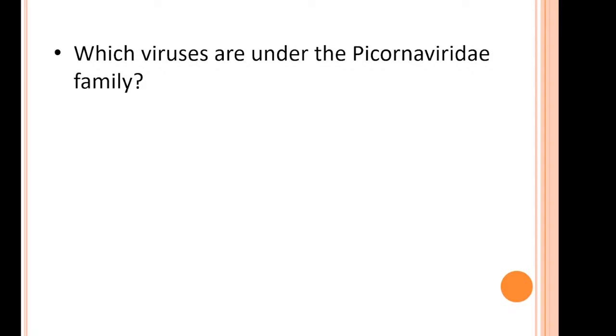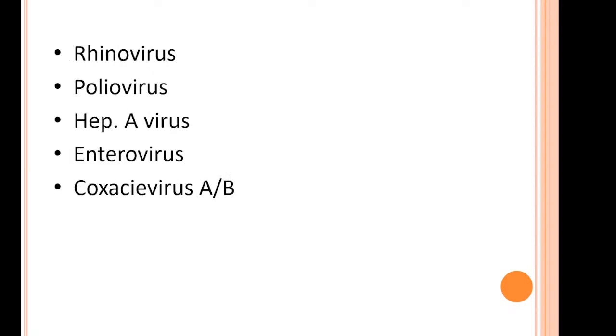Which of the viruses are under the family Picornaviridae? Picornaviridae. There's actually five of them: rhinovirus, polio, hepatitis A, enterovirus, and Coxsackie A and B. Mind you, guys, all of them except for one are involved in ingestion. The mode of transmission of all five of them except for rhinovirus is ingestion. Rhinovirus is of course your common cold.